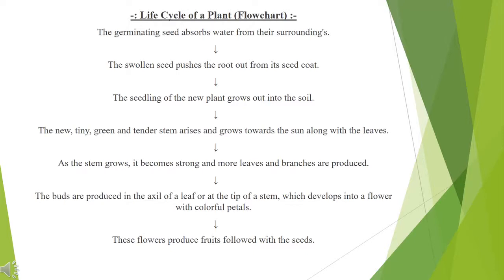After that, new tiny green and tender stems arise and grow towards the sun along with the leaves. After that, as the stems grow, they become strong and more leaves and branches are produced. Then the buds are produced in the axil of the leaf or at the tip of a stem, which develop into a flower with colorful petals. And at last, these flowers produce fruits followed by the seeds.